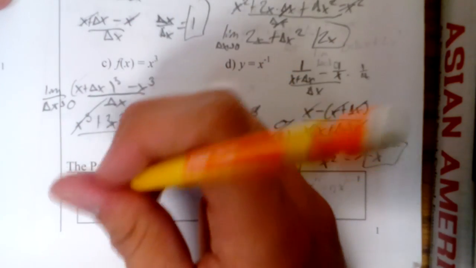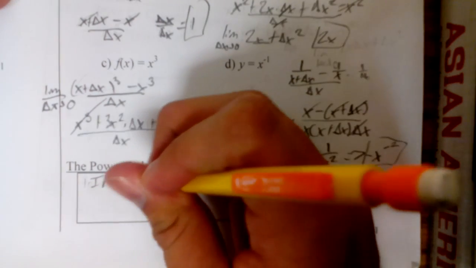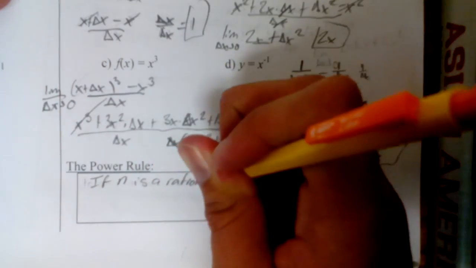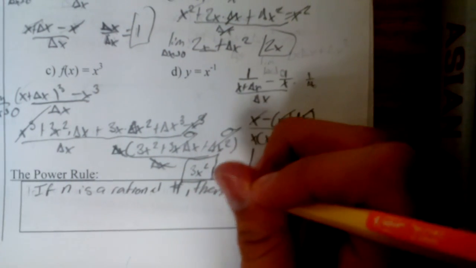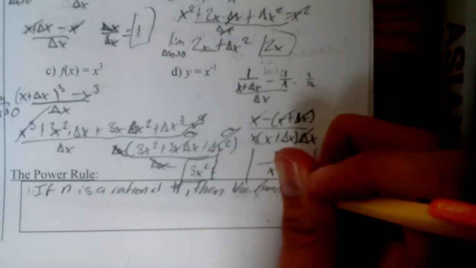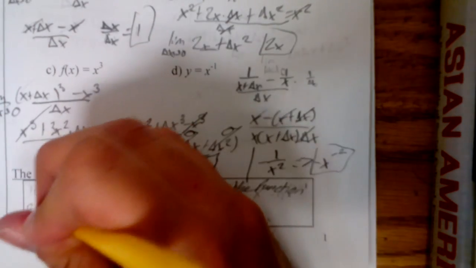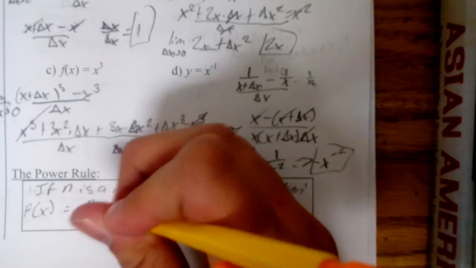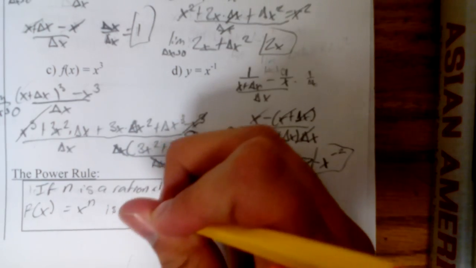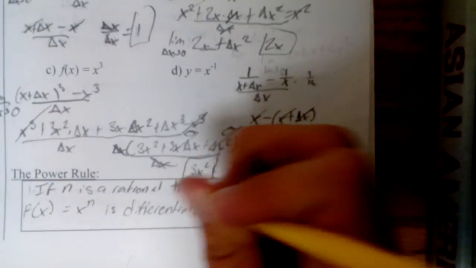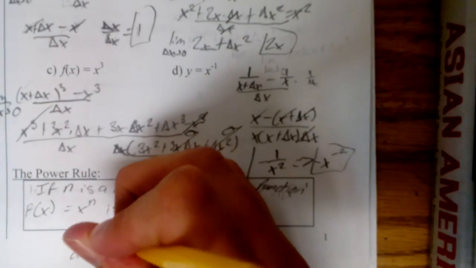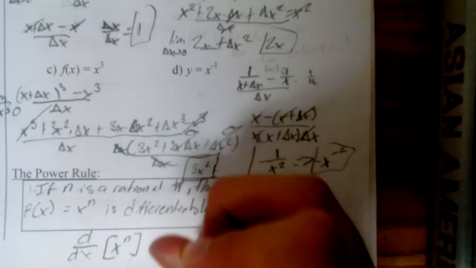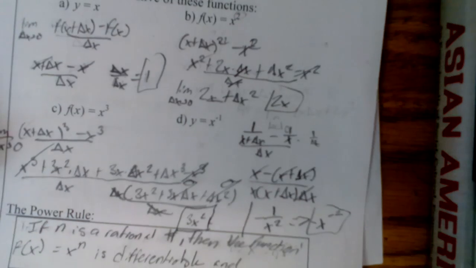The power rule states that if n is a rational number, then the function f of x equals x to the n is differentiable, and d over dx of x to the n equals n times x to the n minus 1. And this is a shortcut for the next part of the video.